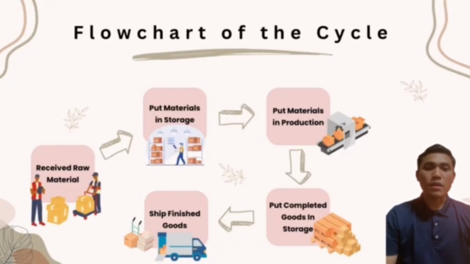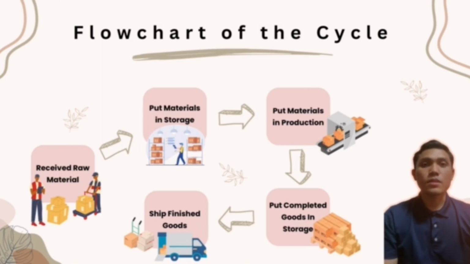As you can see here, there are five steps that must be followed. First is receive raw material. When raw material is received, move to the receive raw material process. There, update the inventory record to reflect the received raw material and conduct a quality check on the received raw material. If passed and approved, proceed to the next step. If failed, return the raw material to the supplier.